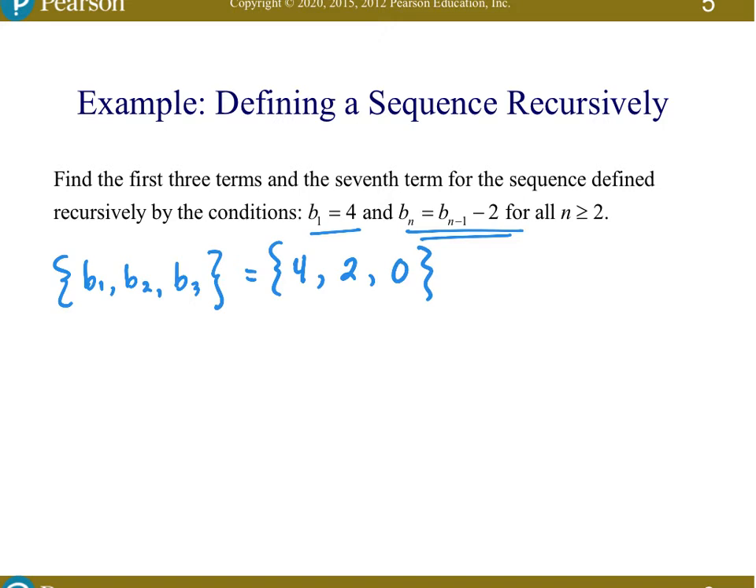So the downside of a recursive sequence is I can't just jump to the 7th term. In order to get to the 7th term, I have to know the 6th and the 5th and the 4th and the 3rd, 2nd, and 1st. I have to know all the terms preceding that. And so I'm going to have to continue subtracting 2. So I've got my 1st term, 2nd term, 3rd term, 4th term, 5th term, 6th term, and my 7th term. So B sub 7 is a value of -8.